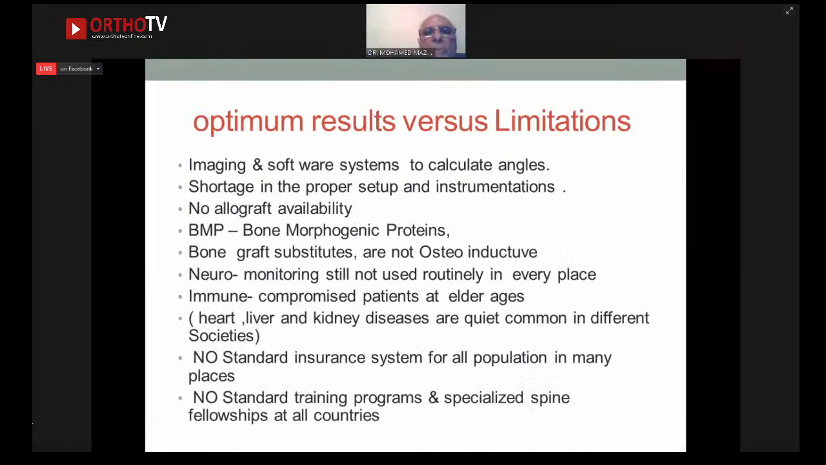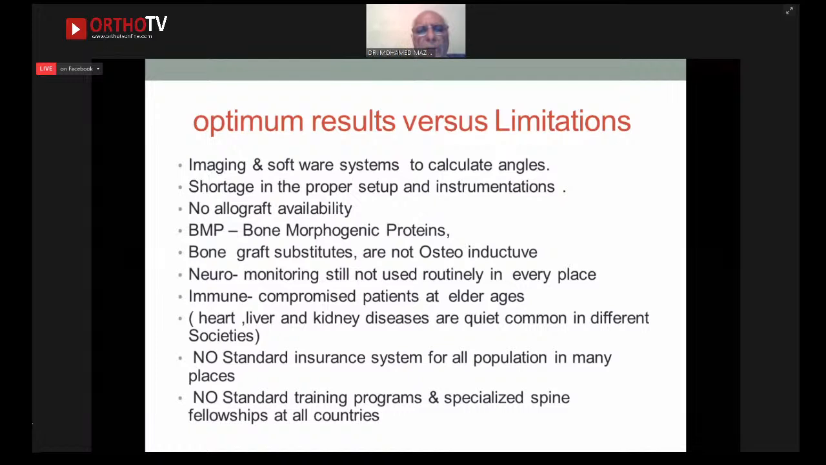Optimal results versus limitation. In our country, like any other country over the years, we have a shortage of images and the software systems to calculate the angles and help you in your clinic, and of the scanning. Shortage in the proper setup and instrumentation to do this expensive surgery. No allograft availability in every place. Bone morphogenic protein is very expensive, and you need it in a big amount to have very long fixation with very long bone graft fields to be applied.